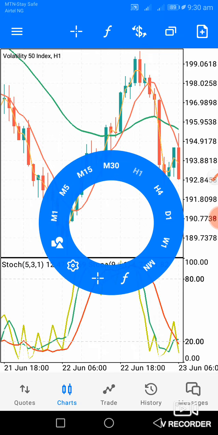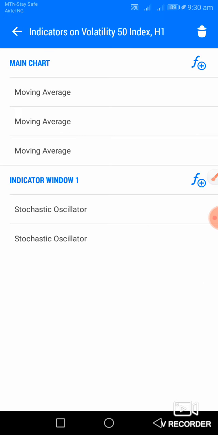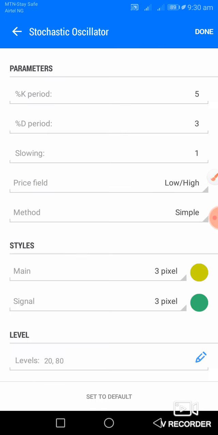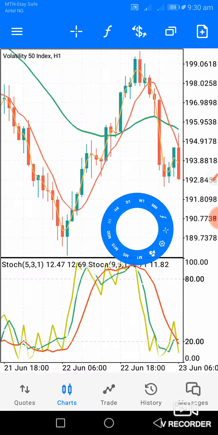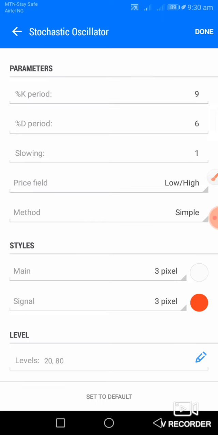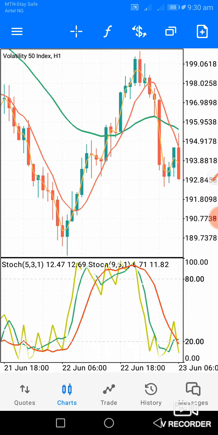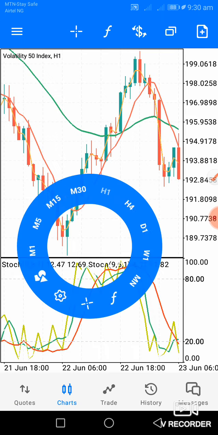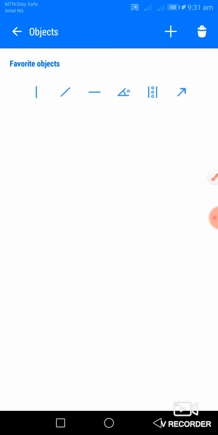Then we are using our stochastic indicator window 1. This is the first stochastic. Screenshot it guys, and the last stochastic. This is it. The way you see it, set it the way I set it. Screenshot it. So how are we going to use this strategy to make money guys? Okay, let me show you.